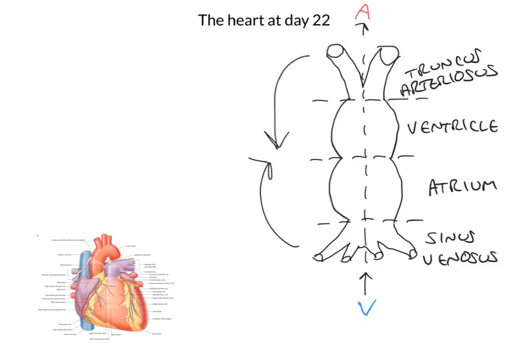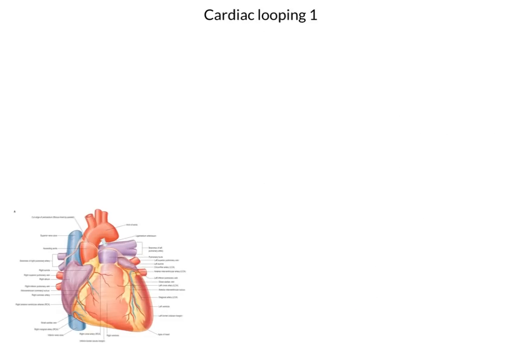So let's now move on and take a closer look at an important event in the development of the heart, which is this cardiac looping, where we're going to go from a simple tube to something a little more complex. As with the previous slide, I've included an image of the adult heart, just so that we can refer to it as we're considering the development.